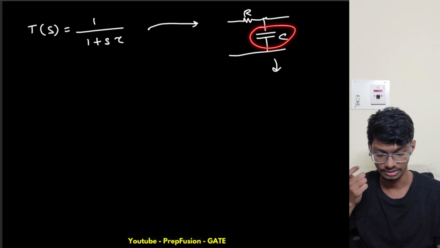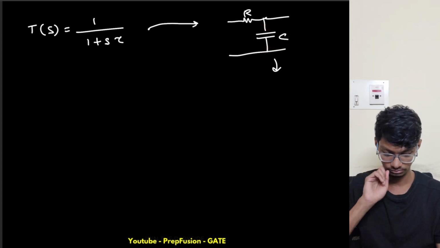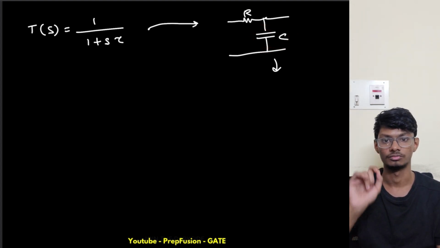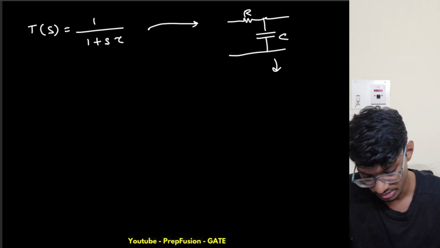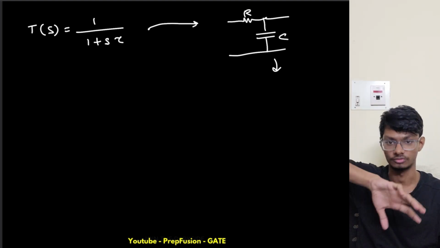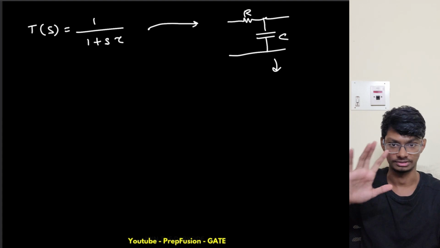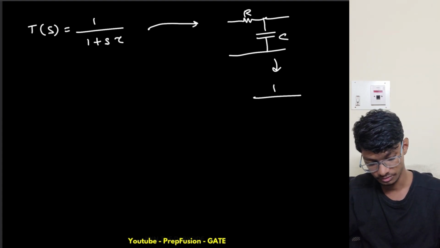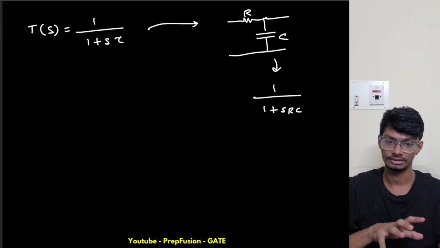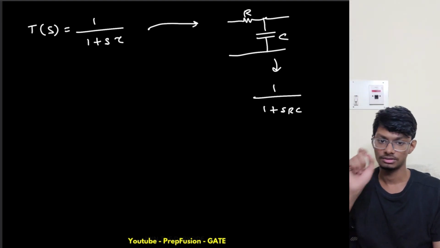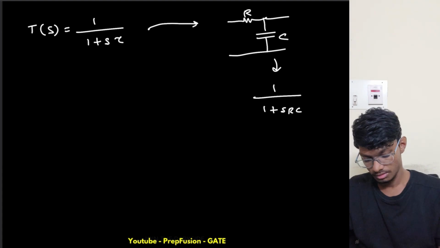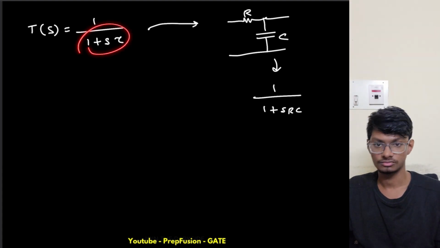Now poles: there is only one independent energy storing element, so there will be one pole. It will simply be the negative inverse of the time constant, that is minus 1 by RC. So the transfer function will look something like 1 by 1 plus SRC. You can relate it with this: here the pole is at minus 1 over tau.